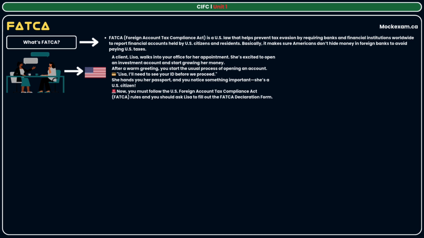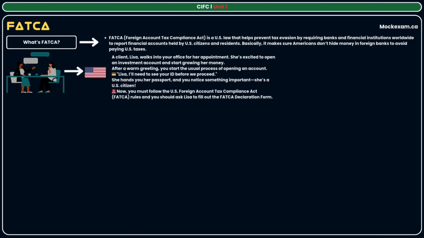After a warm greeting, you start the usual process of opening an account. You will say, Lisa, I'll need to see your ID. Remember, we said identity first, identify the identity. Lisa, I'll need to see your ID before we proceed. She hands you her passport, and you notice something very, very important.